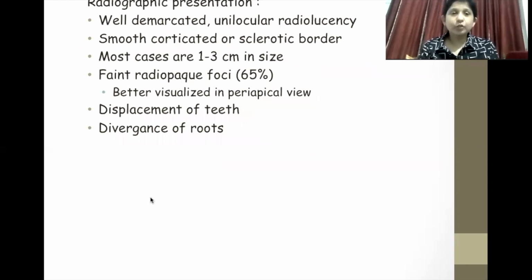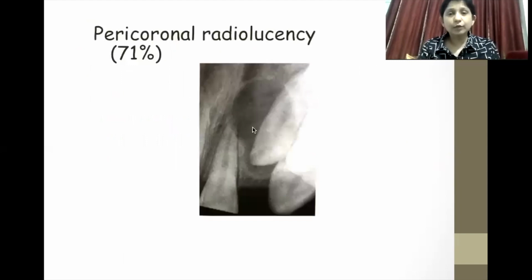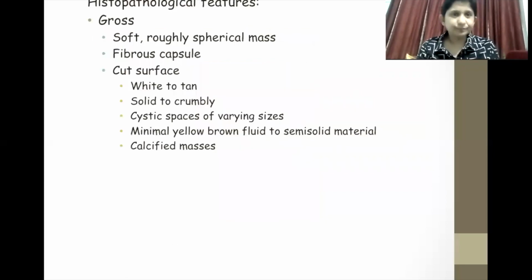So I've already told you about the radiographic appearance. It mostly is seen as a dentigerous relationship, that is a radiolucency surrounding the crown. Now, this is how you find the radiolucency around the crown. You can see here there's a well-defined radiolucency around the crown and the canine has not erupted. Here you can see the other two teeth which are erupted close by, adjacent to it, but the canine has not erupted. So that's a pericoronal type of radiolucency.